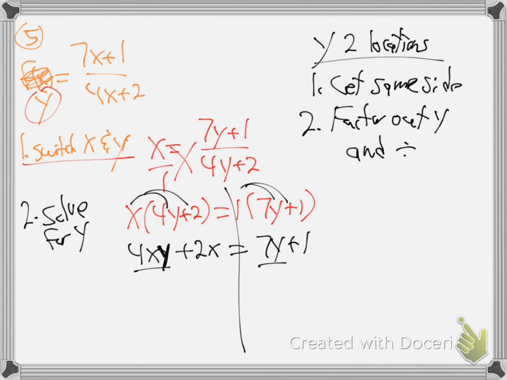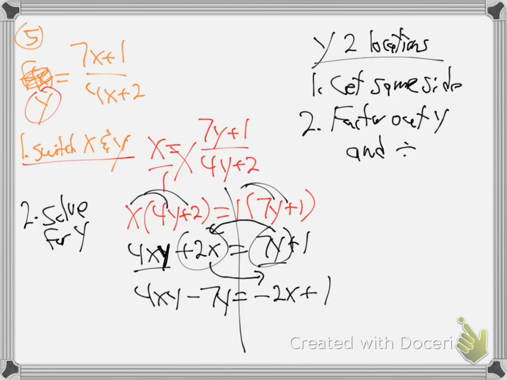Which ones? The 4xy and the 7y. So I'm going to grab this guy, I'm going to jump him this way. So that'll put both the y terms on the left. I'm going to grab the 2x and say, you go on to the other side. So what do we have now? 4xy minus 7y is minus 2x plus 1.